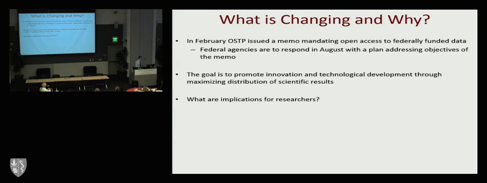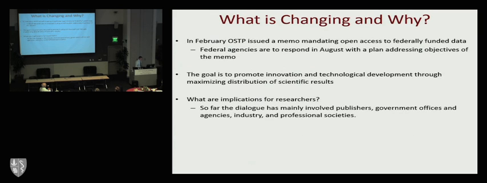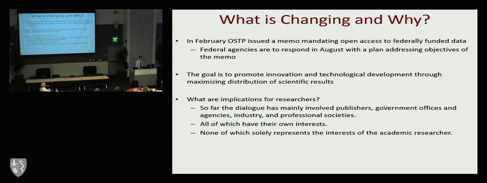So what are the implications for researchers? One thing I want to bring up is that so far a lot of the dialogue has involved publishers, government offices and agencies, industry, and professional societies, all of which have their own interests, and none of which solely represent the interest of academic researchers. So I think it's important to take a look at this from the viewpoint of an academic researcher, which is what I'm trying to do here.